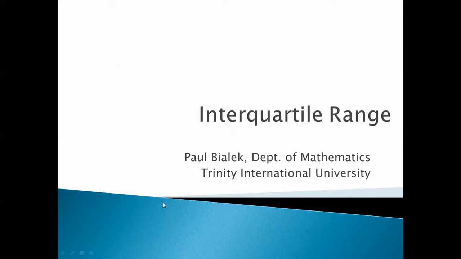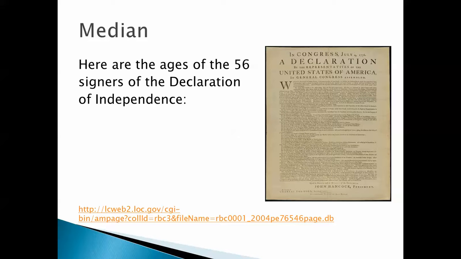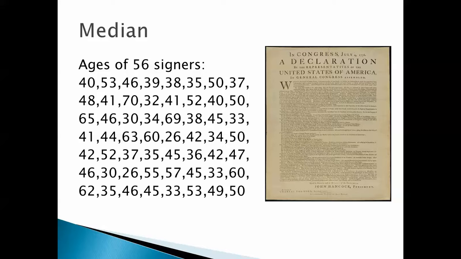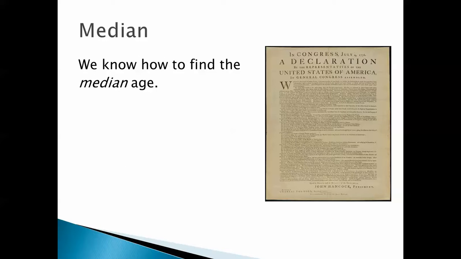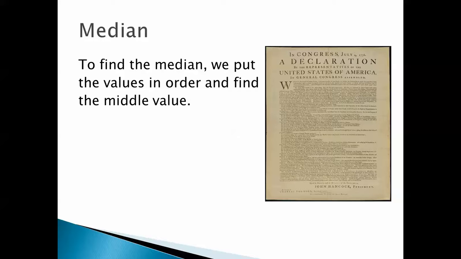Let's look at interquartile range. Here are the ages of the 56 signers of the Declaration of Independence: 40, 53, 46, and so on. We know how to find the median age. We've seen that before. To find the median, we put the values in order and find the middle value.